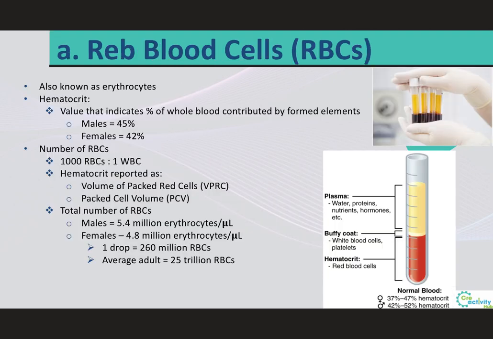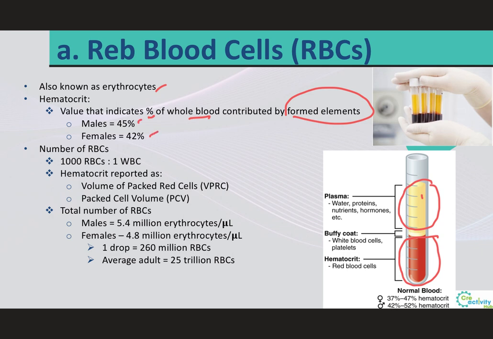So let's cover first in this learning outcome, more specifically, the red blood cells. Red blood cells, which can also be called erythrocytes, account for slightly less than half of the total blood volume, which we can see from this image. In fact, when we see the hematocrit, which basically stands for the value that indicates the percent of whole blood contributed by formed elements, we see that both in normal adult males and females, it's close to 50%.